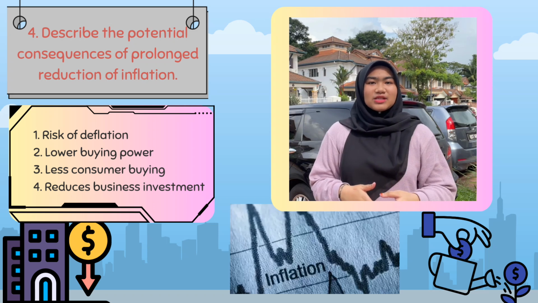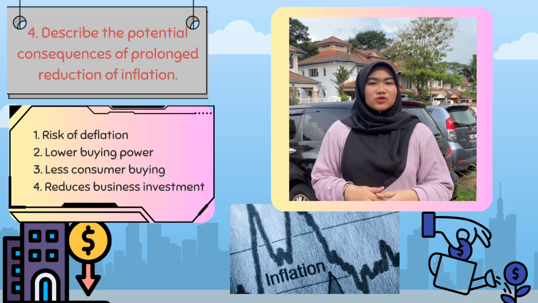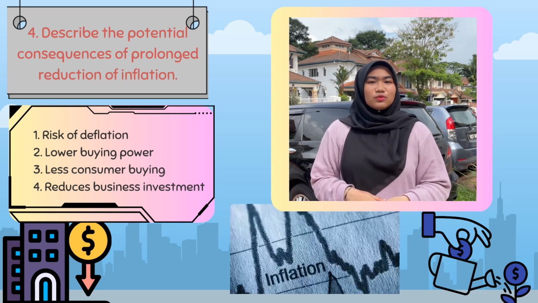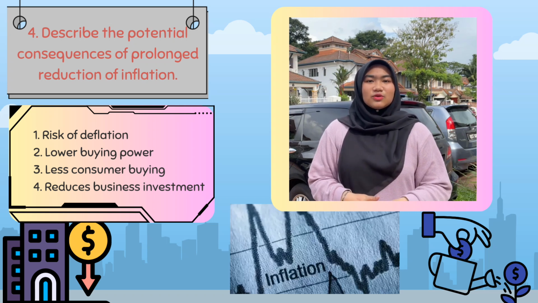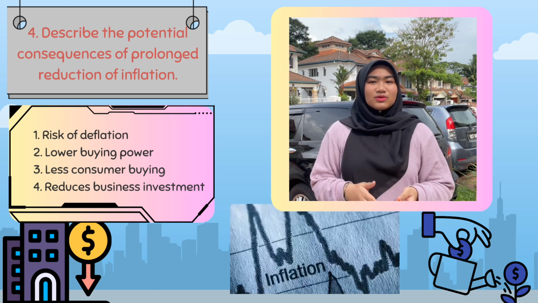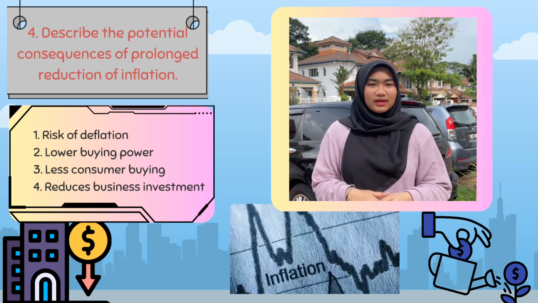Number 3, less consumer spending. When people expect prices to keep dropping, they will spend less. It shows in 2023, consumers in Malaysia started to spend less money due to economic uncertainty. This will reduce demand, which will affect business because fewer people will buy their products. If this trend continues, it could slow the economy like what happened in Japan.